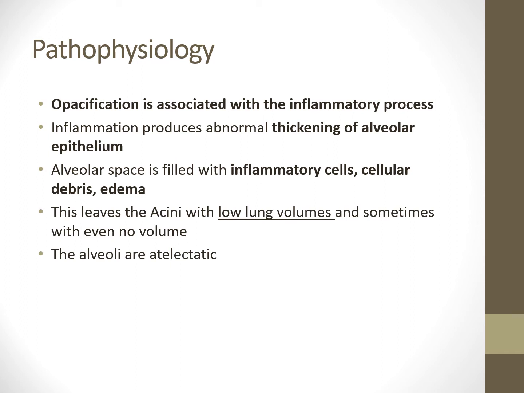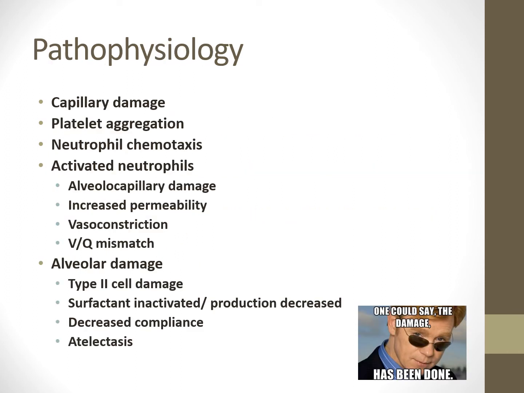The inflammation produces this abnormal thickening of the alveolar epithelium, and the alveolar space is filled with inflammatory cells, cellular debris, and edema. So this leaves the acini, the little tiny lung sacs, with low lung volumes and sometimes even no volume, and they become atelectatic. This involves capillary damage.